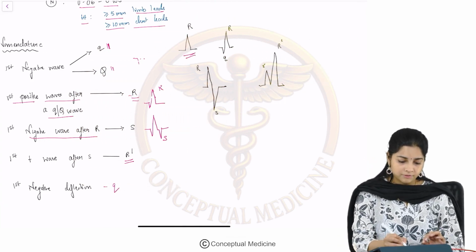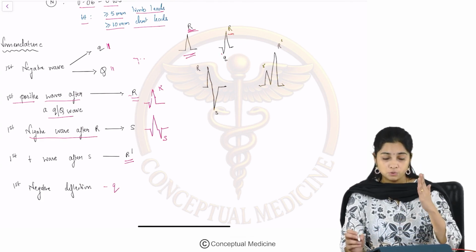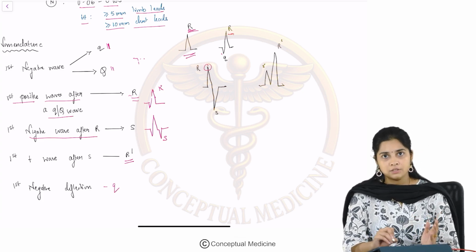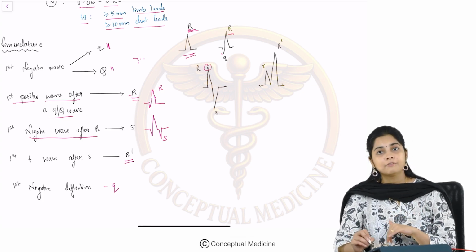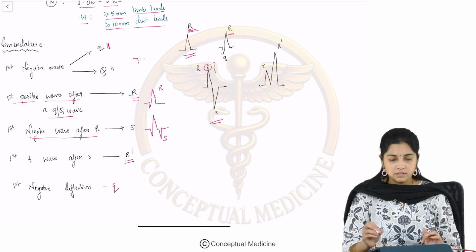Let us just look at this. This is a positive deflection, so it is denoted as R. You have a negative followed by a positive, so this is your QR. Now, you already have a positive, so that is an R, it is not a Q, because a negative deflection is denoted by a Q, and any negative deflection after an R wave is called your S wave.